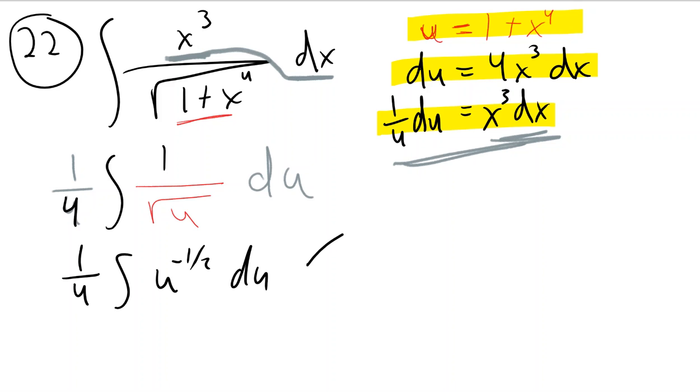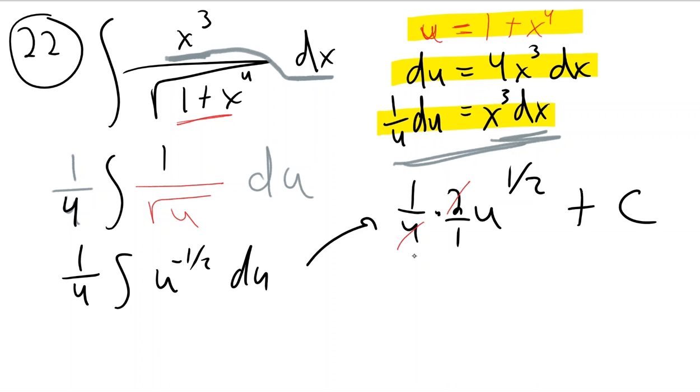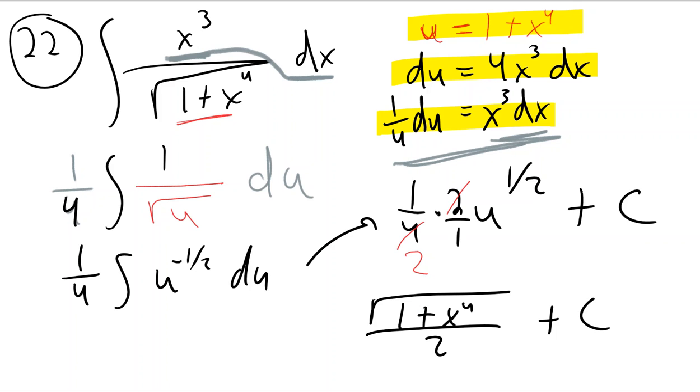look like the basic integration that we've been doing for a while. We can raise the power by 1, divide by the new power. This is an indefinite integral, so we have to have a plus c. Looks like 2 could reduce 4 like so. And so we're left with the square root of u over 2 plus c.